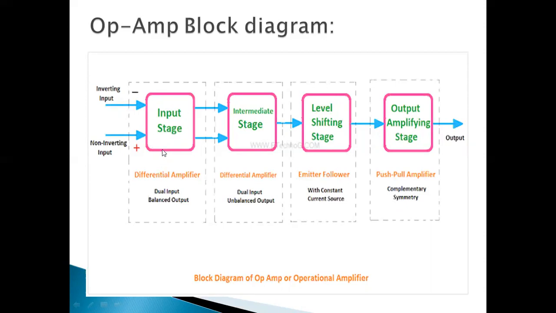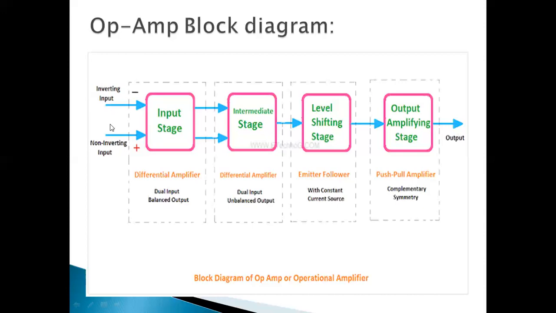The op-amp consists of two inputs. The first one is the inverting input, the second one is the non-inverting input. The inverting input represents the negative sign, the non-inverting input represents the positive sign. Whenever we apply some input to the inverting terminal, the output is 180 degrees out of phase with the input. If we apply some input to the non-inverting terminal, the output is in phase with the input. That means there is no phase shift between input and output. So these are the two inputs which we are using in the op-amp.